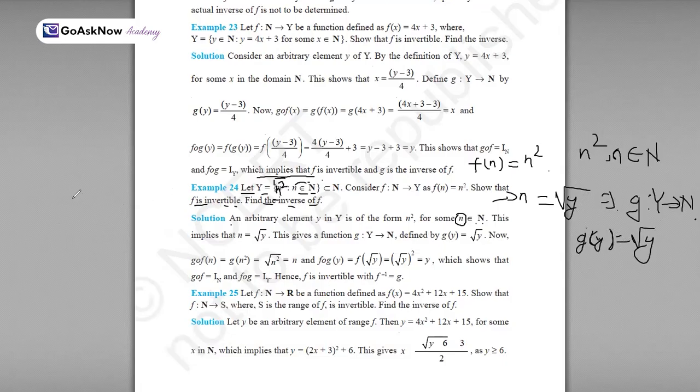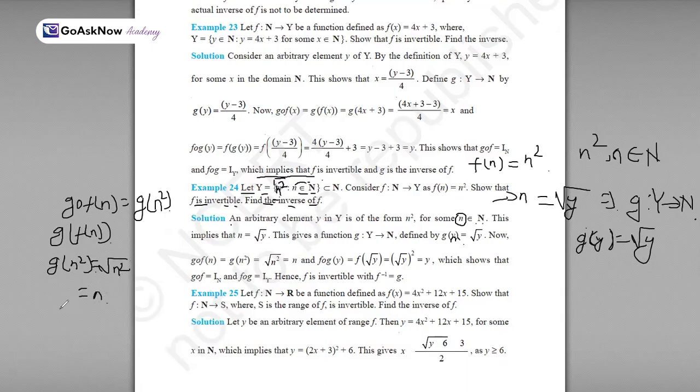Now find out g of f of n. That will be equal to g of n square. Why? Because g of f of n is equal to g of f(n), as we have already told you, and f(n) is n square. So g of n square. Suppose we put n square in place of y, it will become root of n square. So it will come out to be n.